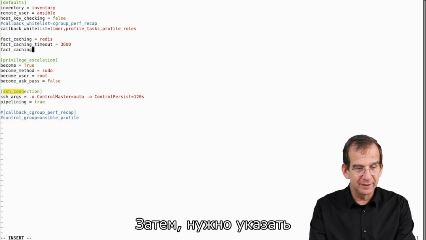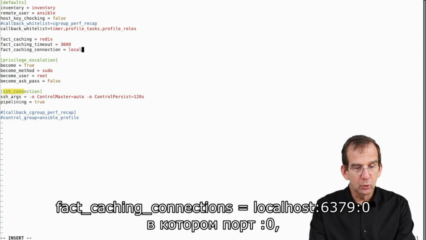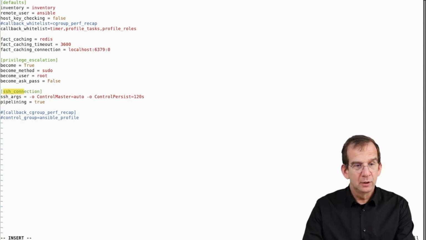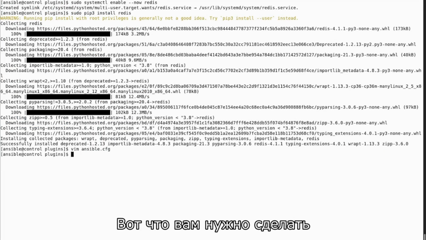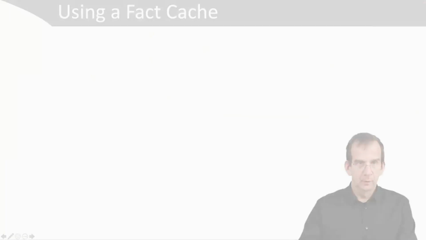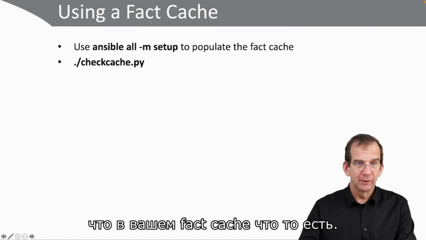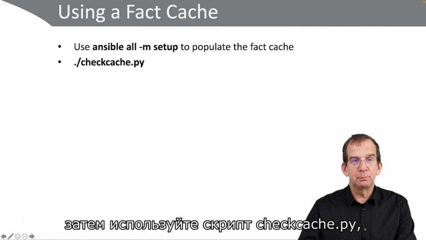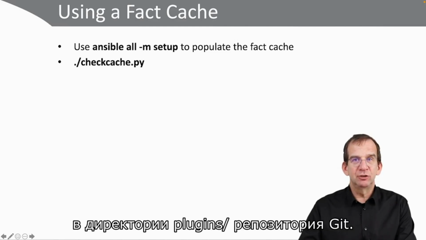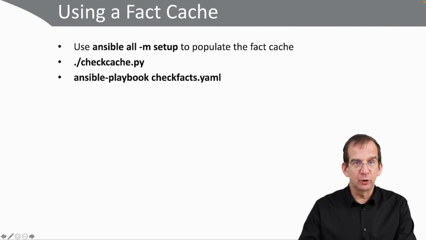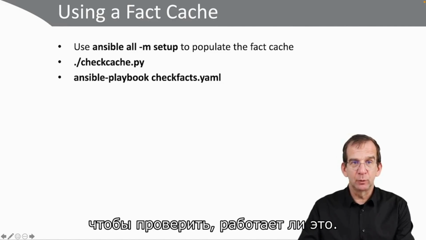Next, I need to specify fact caching connection equals localhost:6379:0, where 6379 is the port and 0 is the Redis instance. And that is what we need to do in order to configure the Redis plugin. Let's get back to the slide to learn how we are going to use this fact cache. In order to use the fact cache, the first step is to make sure that you have something in your fact cache. Then you can use a checkcache.py script that is provided in the plugins Git repository directory. And next, you can use ansible-playbook checkfacts.yaml to check how it is working.